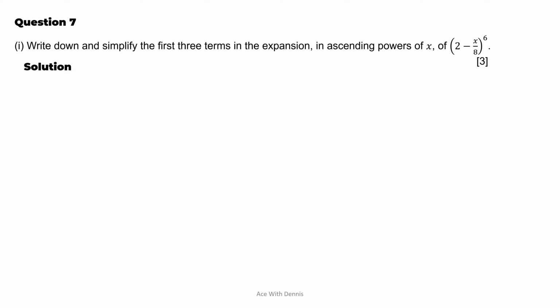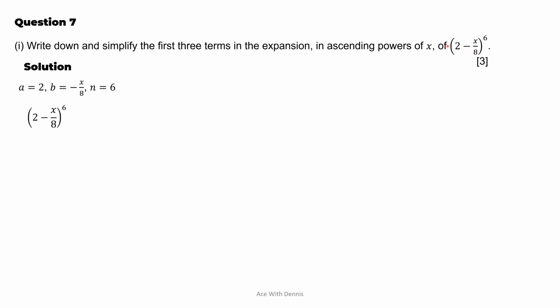Here is the solution. This question is a binomial expansion question. The very first step you need to do is identify a, b, and n. In this case, a is 2, b is negative x over 8, and n is 6. Look at this term here: this is the a, this whole thing is b, and this is the n.